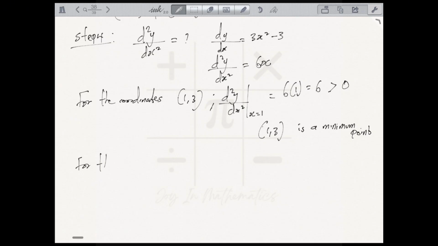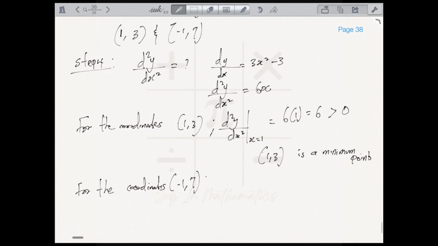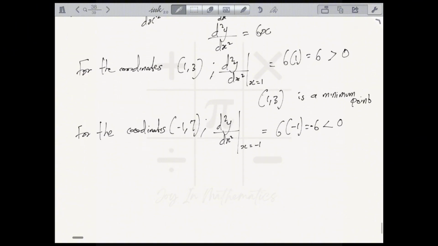And likewise, for the coordinates (-1, 7), we evaluate d²y/dx² at x = -1, and this is 6 × -1, which is equal to -6, and -6 is less than 0. Therefore, (-1, 7) is a maximum point because d²y/dx² is less than 0.